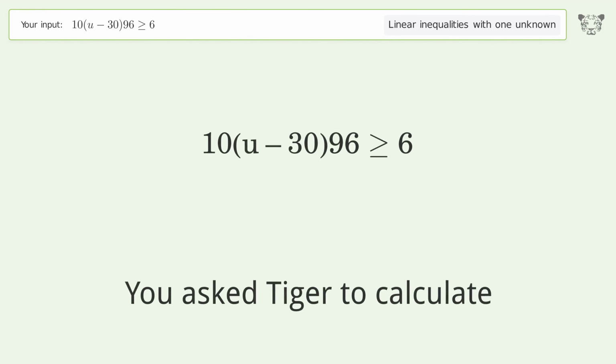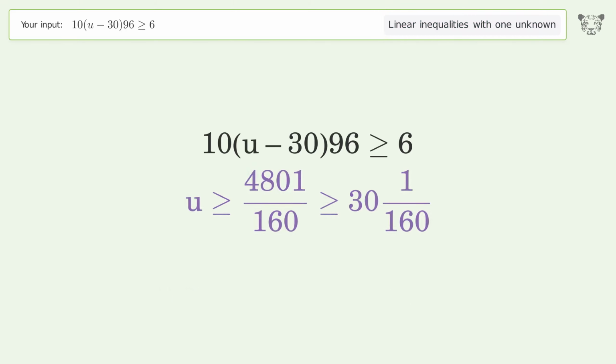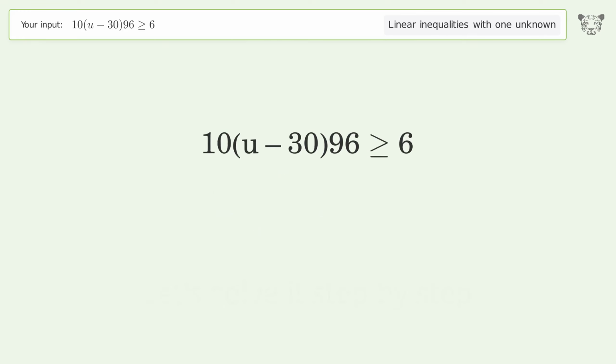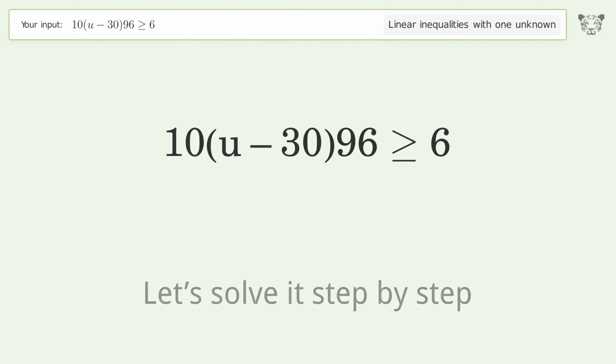You ask Tiger to calculate. This deals with linear inequalities with one unknown. The final result is u equal or greater than 4801 over 160 equal or greater than 301 over 160. Let's solve it step by step.